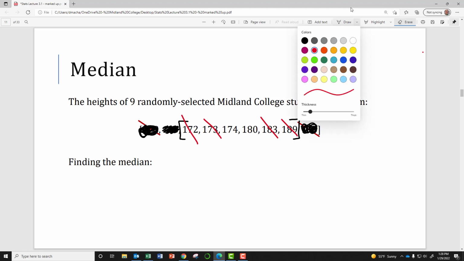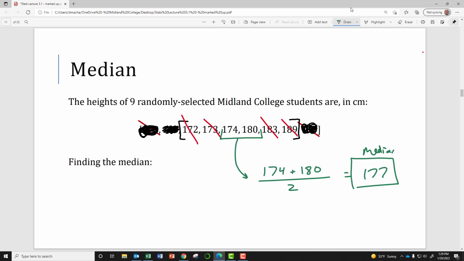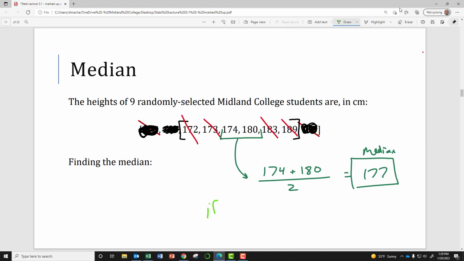So instead, when I get down to just 2, to find the median now, what I'm going to do is find the average of the middle 2 numbers. And so now my median is 177. Okay. So that's a special case where this applies if you have an even number of measurements in your data set.